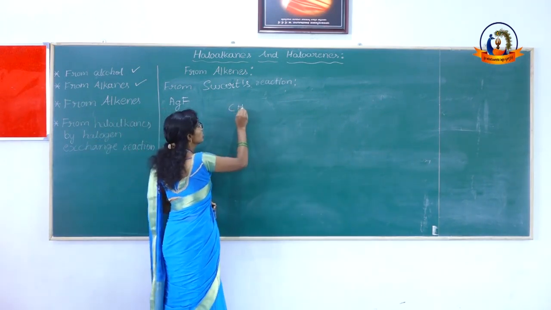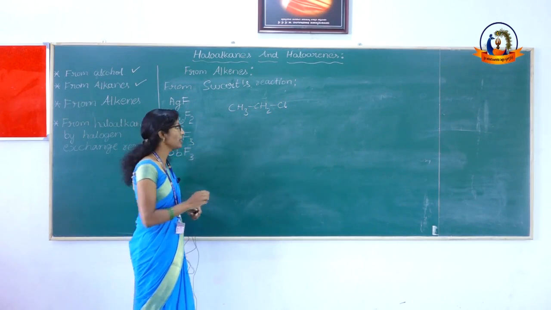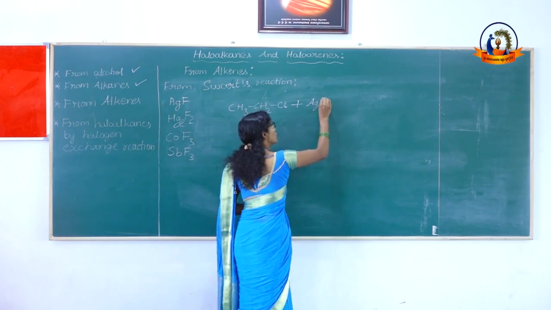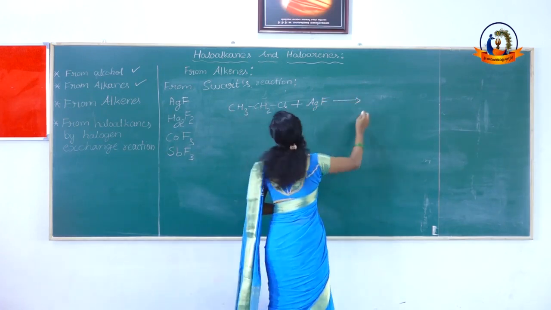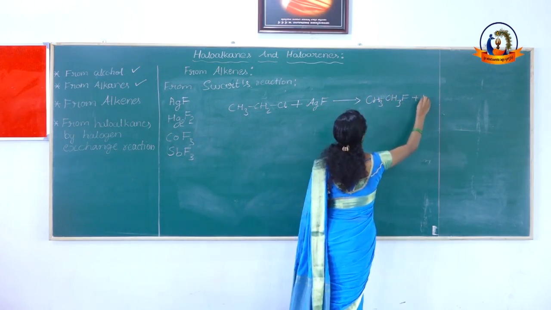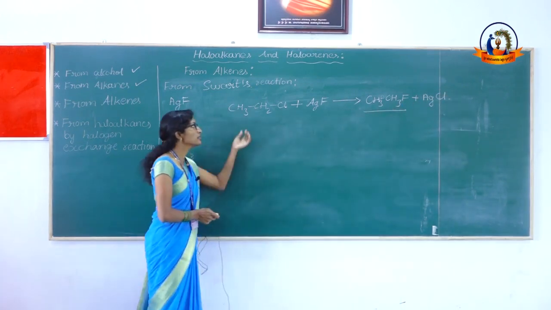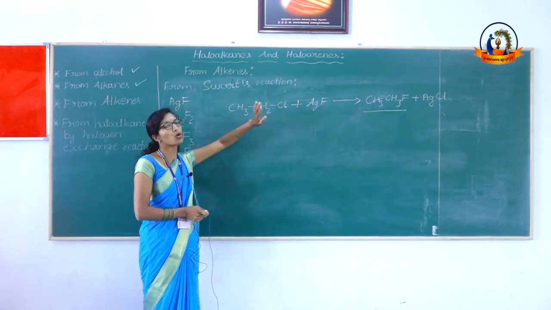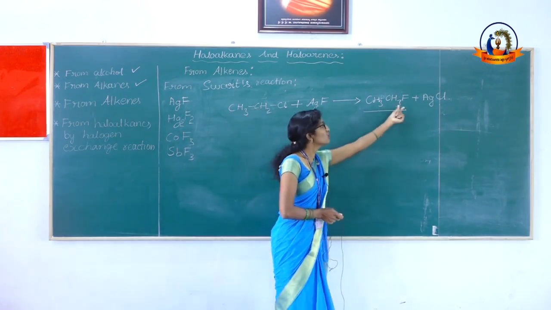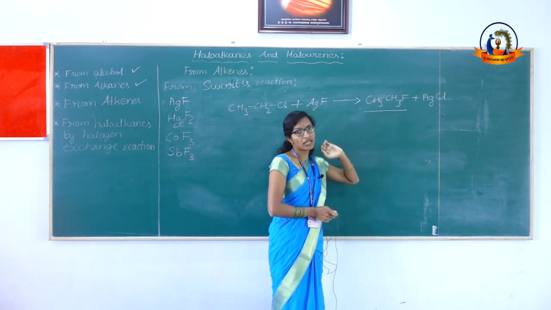For example, ethyl chloride, alkyl chloride. Ethyl chloride is treated with silver fluoride. It gives ethyl fluoride plus silver chloride. Here what happened? Alkyl chloride or alkyl bromide treated with metallic fluoride, they gave alkyl fluoride as the product.